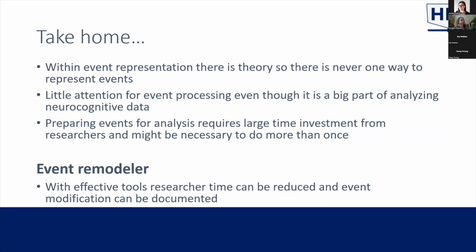To summarize, I hope it has become clear that within all event representation, there is some theory about how we believe that it impacts mental processing. And because of that, there is no one way to represent events. In spite of that, within the literature, we find that there is very little attention to how events are processed for analysis, even though it takes up quite a bit of time, and it's a really big part of analyzing neurocognitive data.